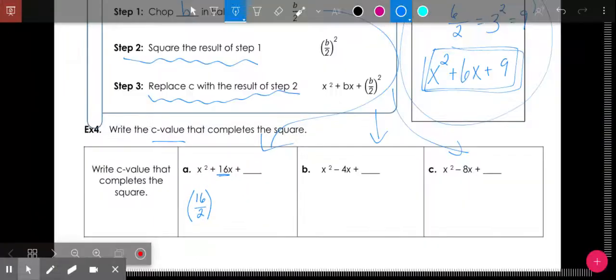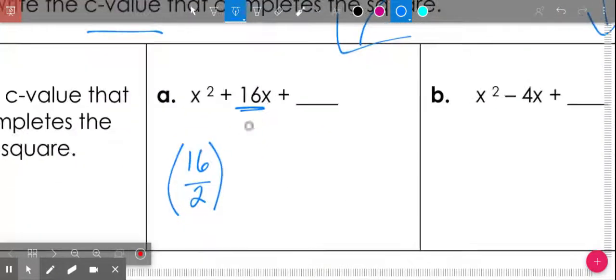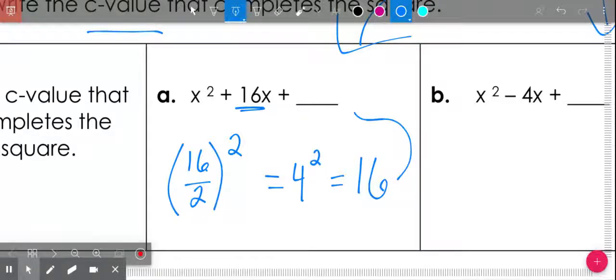And then step 2 is we square that. So I always like to write it like this first and then just simplify it. So 16 divided by 2 gives me 4. Oops. 4. Oh my gosh, that's still ugly. 4 squared. And then 4 squared is 16. So the 16. Wow, I can't math. Wow, I am so sorry, guys.